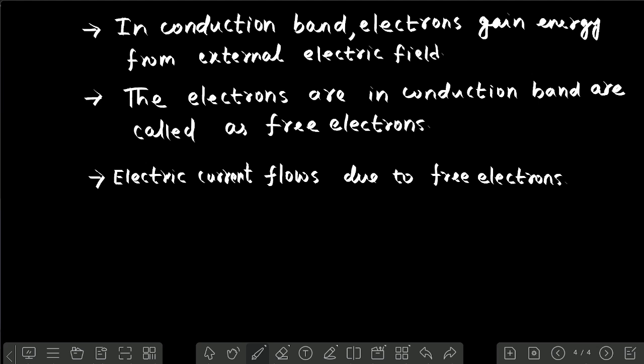So this is all about conduction band and valence band. If anybody asks you the difference also, you can write the difference. Now next point, we'll define forbidden energy gap.